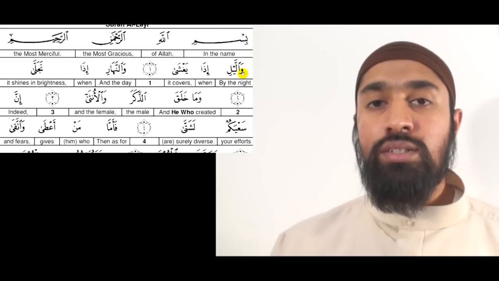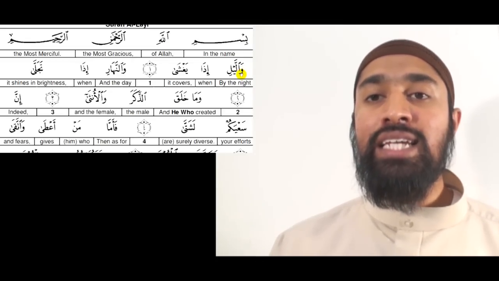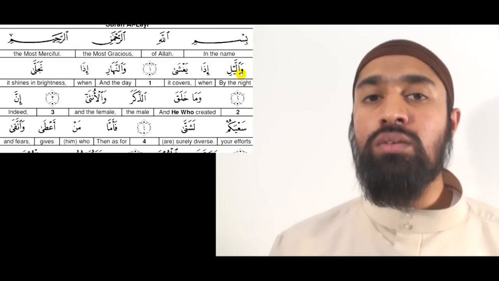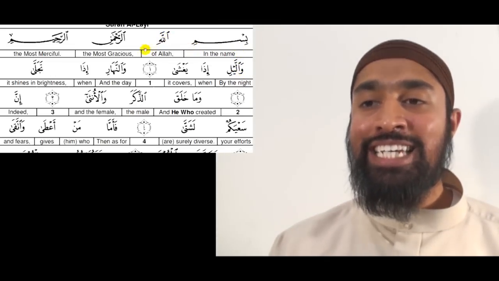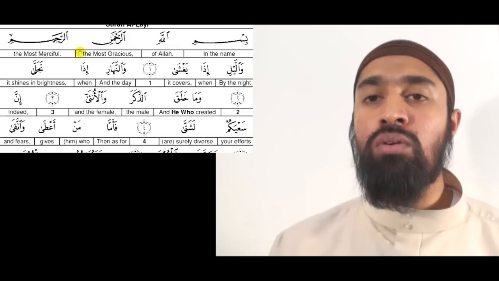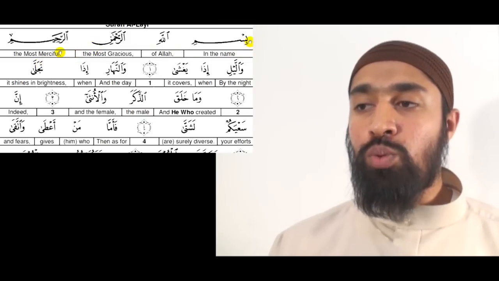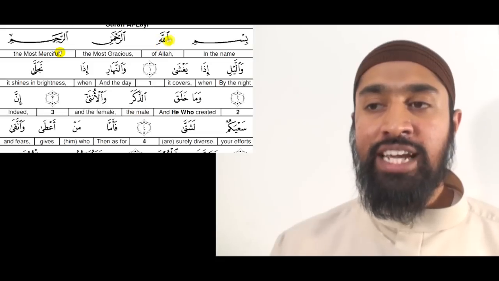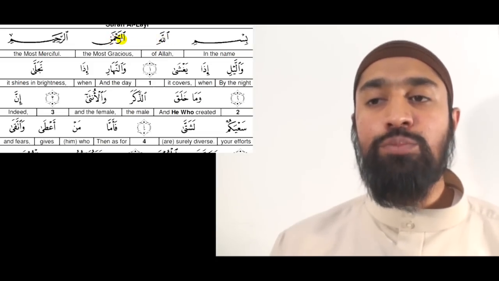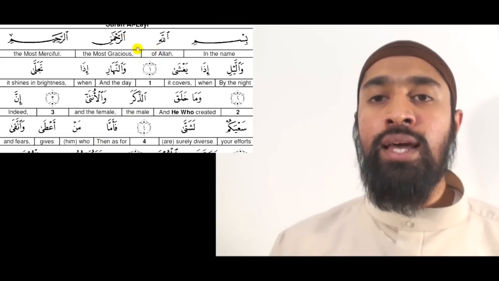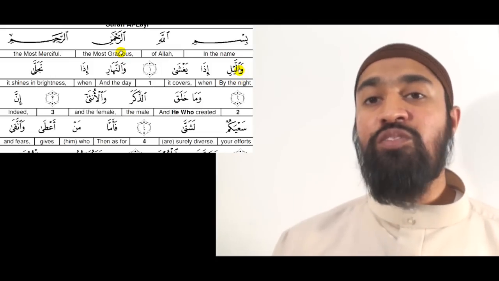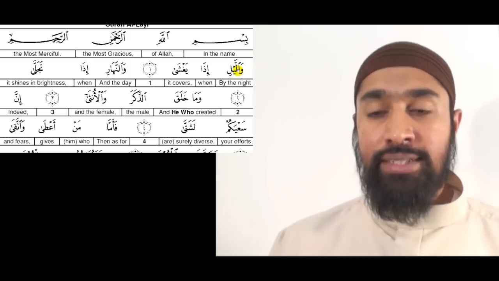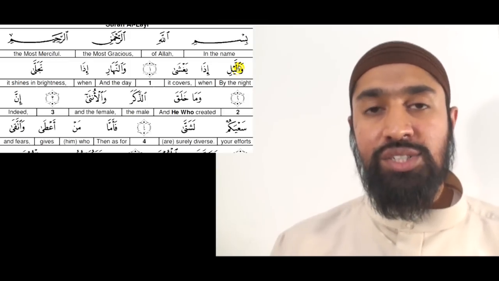Let's start with A'udhu billahi minash shaitanir rajim. Bismillahirrahmanirrahim. So we remember Basin Mim, the Lam in Allah is going to be light, and the Ra is heavy, Ha is light, Mim we stretch for two. Now what I'd like to do is spell out a few of the letters here, but focus only on two major rules today. Today we'll be focusing on the heavy to light transition, or vice versa.